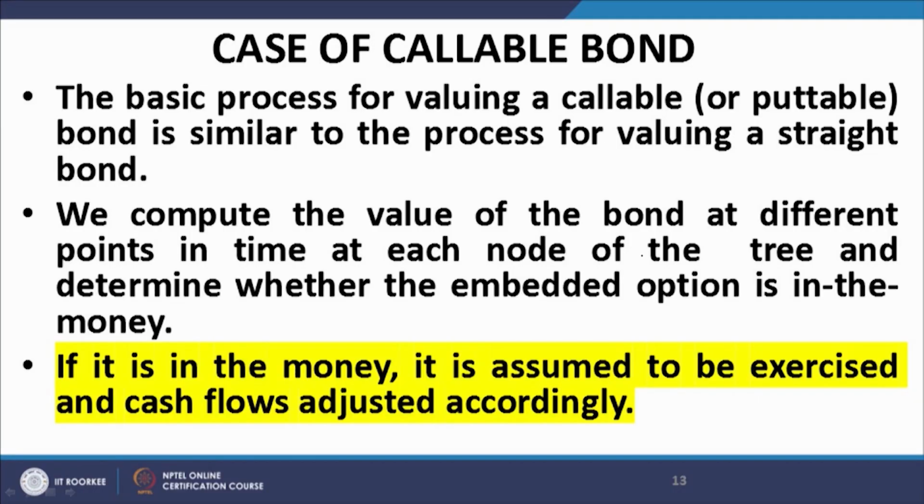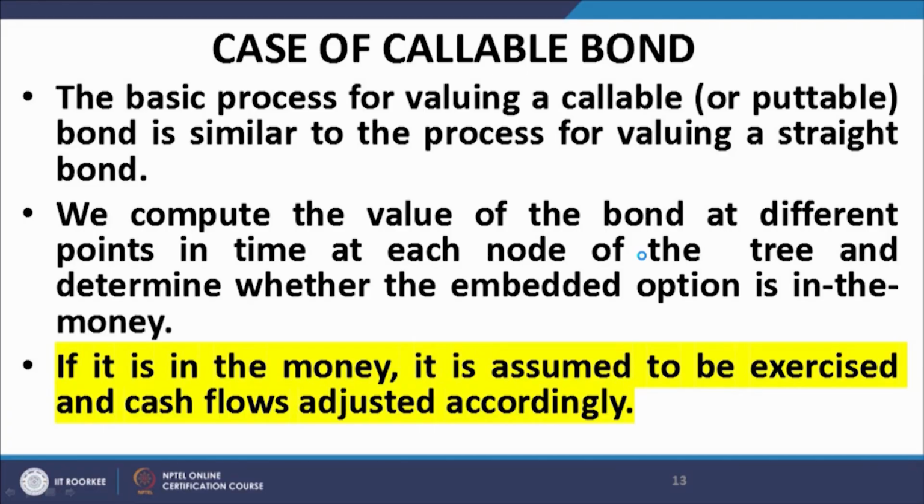So, if the option is in the money at any node, the value of the straight bond turns out to be such that, compared to the exercise price of the bond, the party who is holding the right, who is long in the option, in the case of the call option the issuer, and in the case of the put option the investor, whatever the case may be, will exercise it. If the option is in the money, we assume that the option is exercised, and the cash flows are adjusted accordingly. It will be more clear when we take up an example on this particular issue.